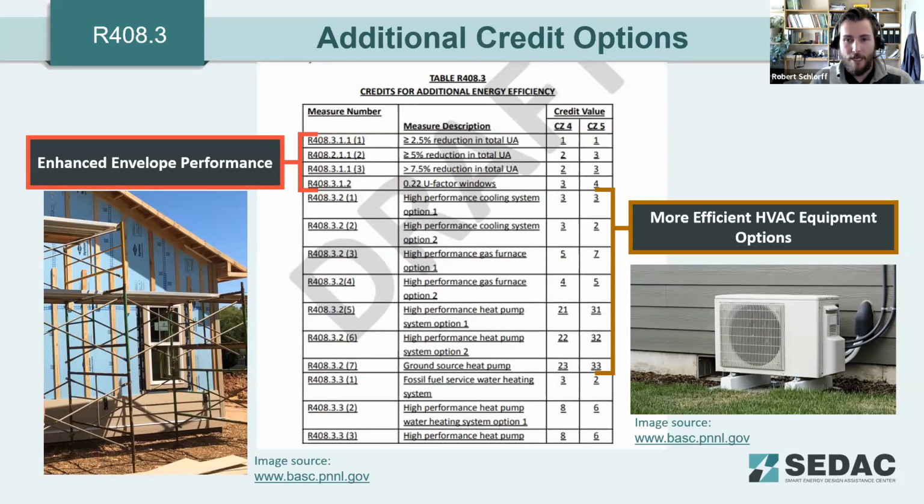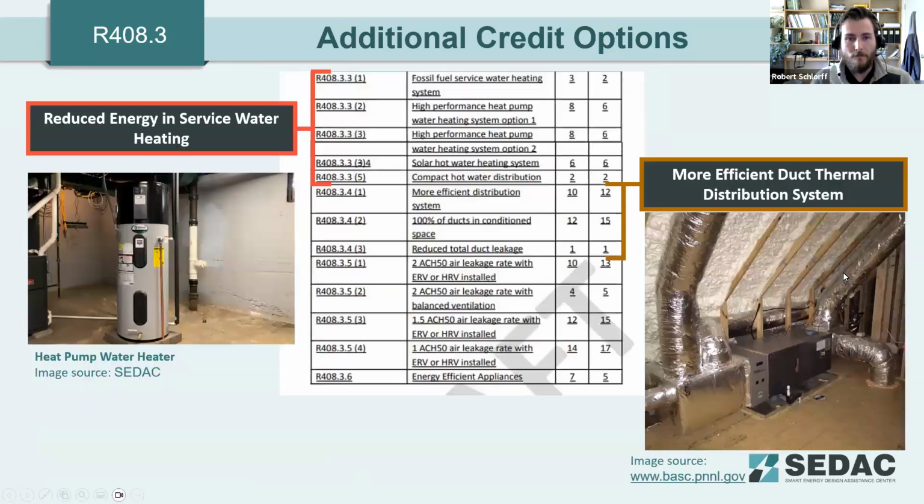Looking at more efficient HVAC equipment, that's going to set performance targets. So a target SEER value, a target COP, a target HSPF, depending on the unit type. So as you can see there, we've got cooling systems, so AC systems, gas furnaces, and heat pumps. So those all have different performance targets and different points values based on the climate zone and the system and efficiency that you're able to achieve. But the point of more efficient HVAC equipment there is it's going to give you some target performance values that you have to look for and meet within the units.